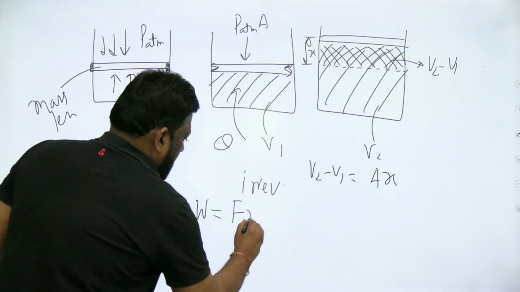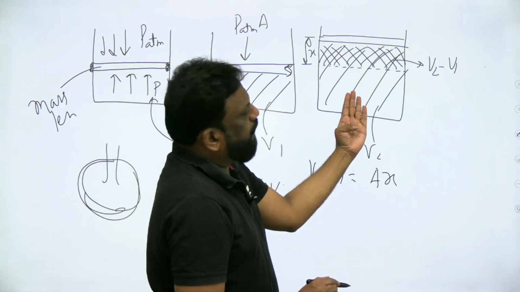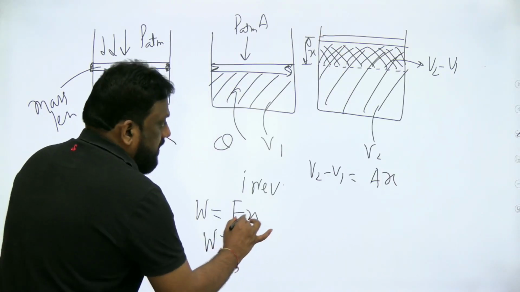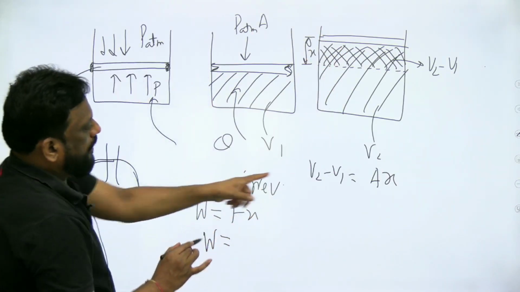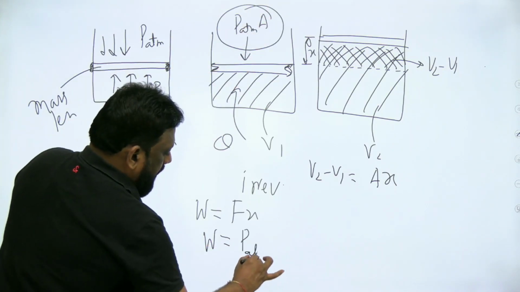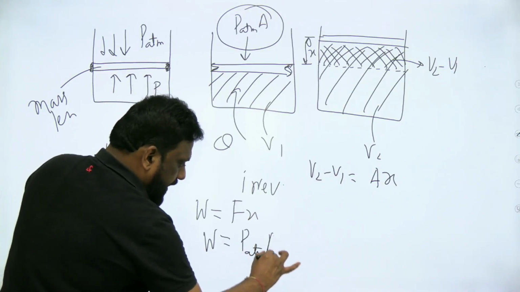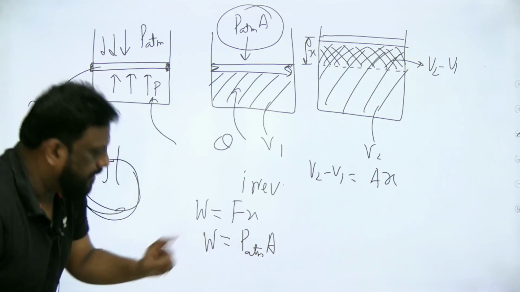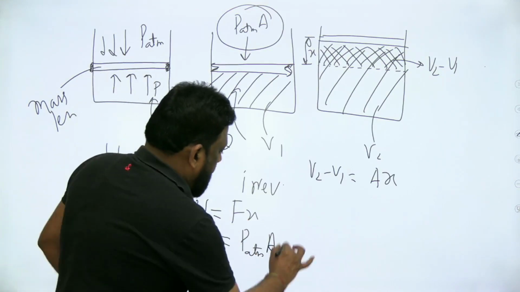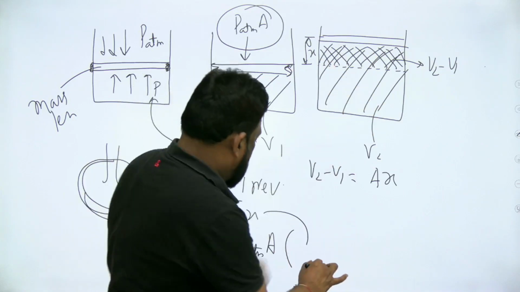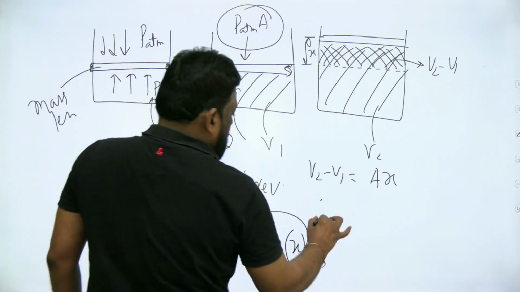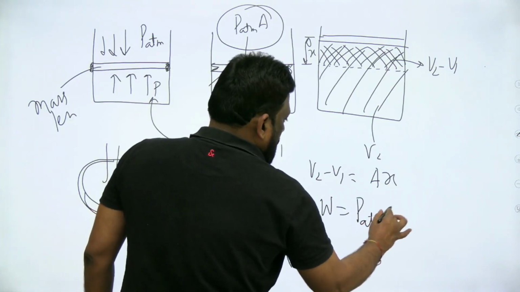Therefore, F into X. Now the fluid is exerting force, the pressure, and it is moving. So therefore, F into X. How much distance has it moved? X. What is F? What force is it overcoming? P atm into area. That is the force. Force into X. What is X? Sorry, P atm into X. Okay. So, therefore, the work is given by P atm, what is AX?